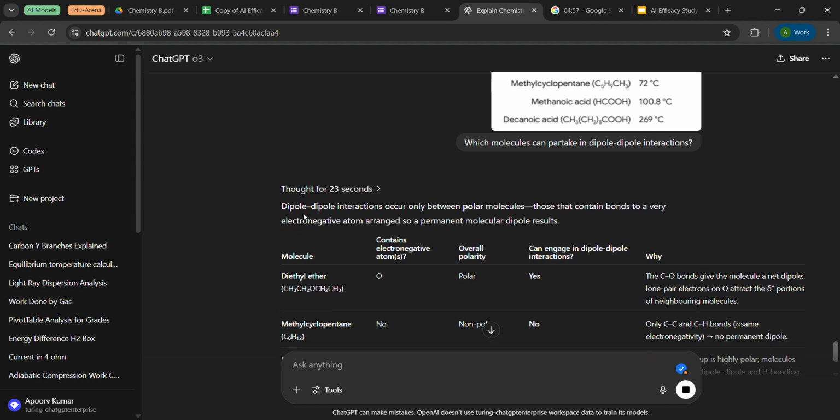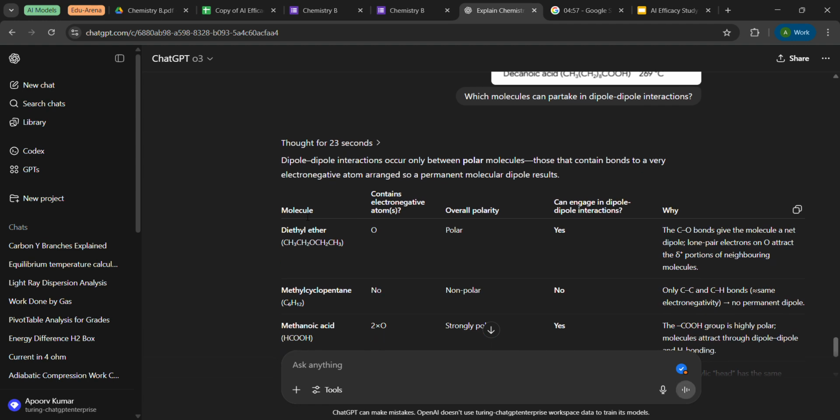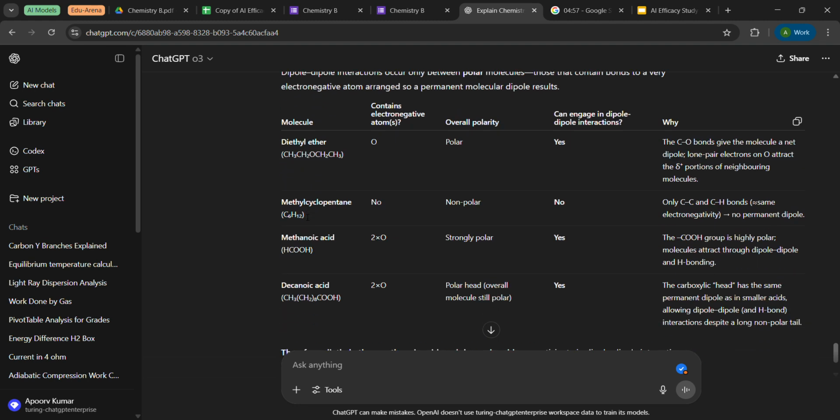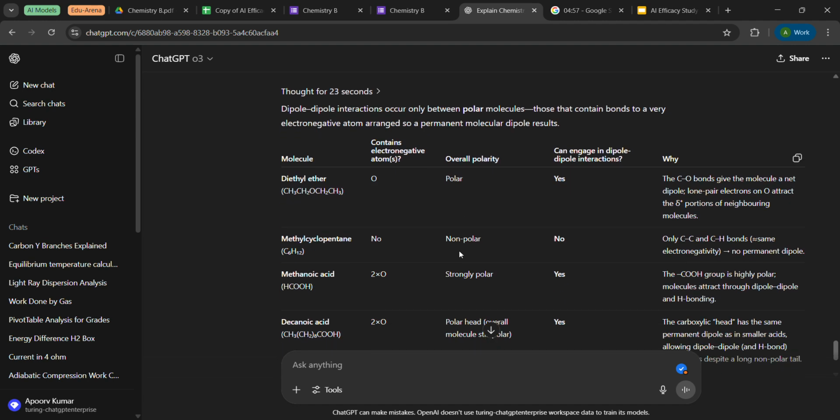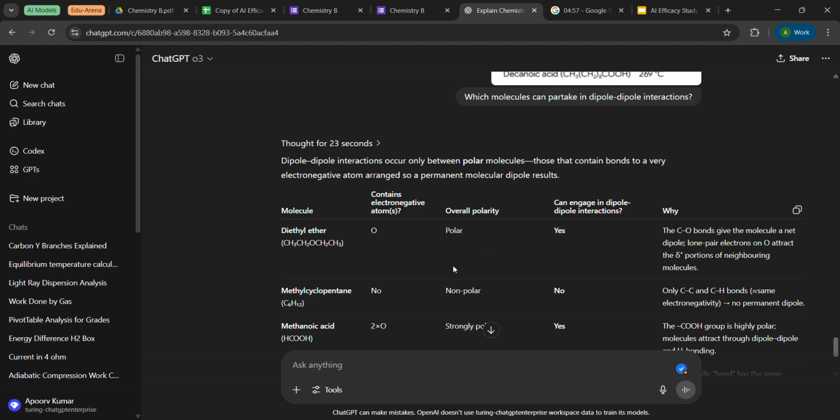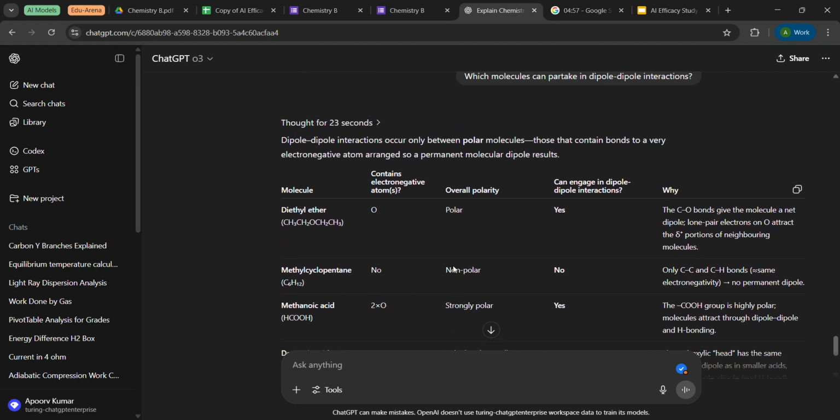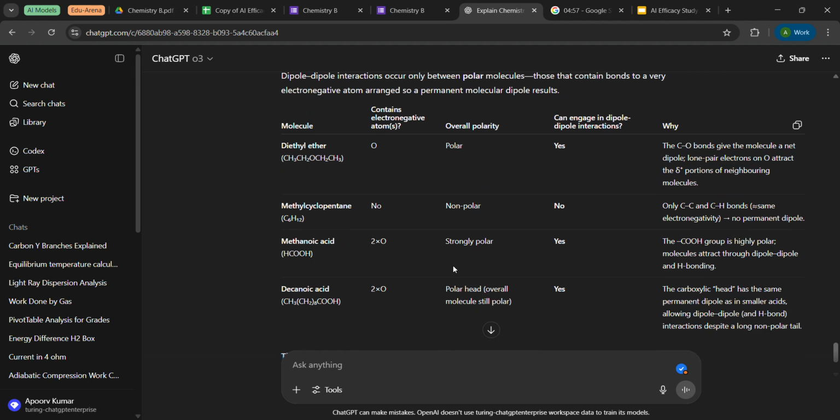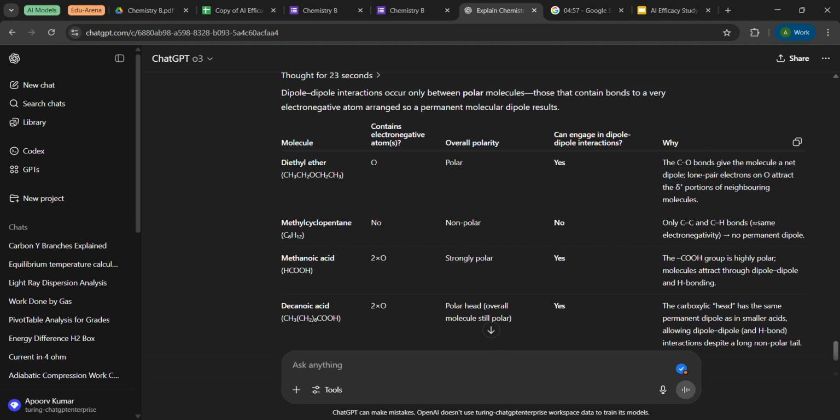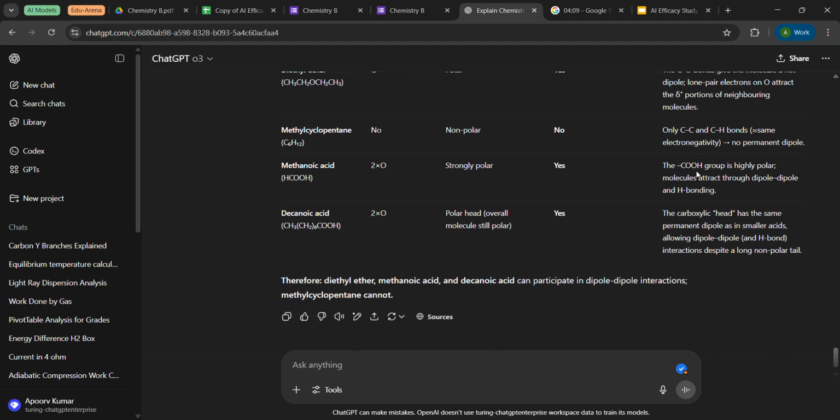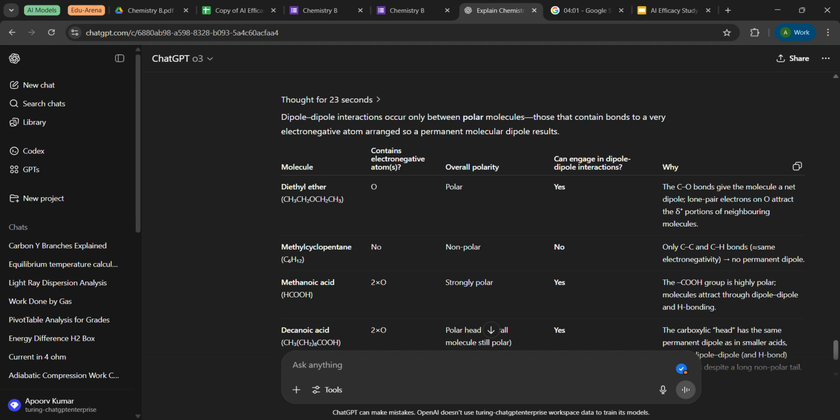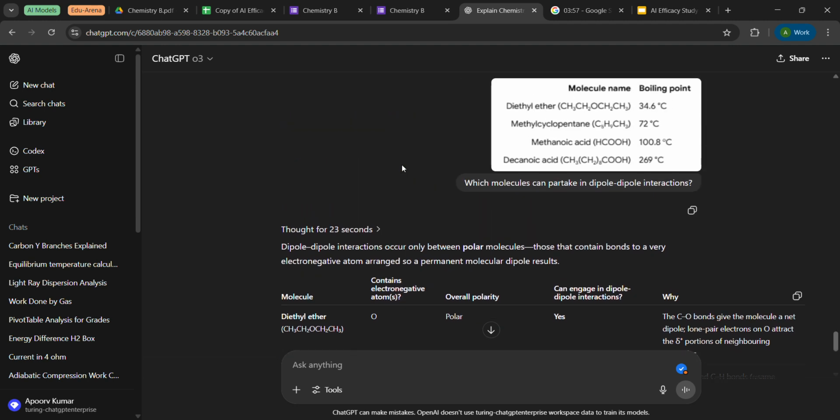Dipole-dipole interaction occurs between polar molecules, and these contain bonds to a very electronegative atom arranged so that a permanent molecular dipole results. So polar, non-polar, strongly polar, and polar. So that means polar molecules have high, no, it is non-polar, it is polar, no permanent dipole. Since diethyl ether is polar, why does it have that? Okay, so that means that if the molecule contains an electronegative atom, it can have dipole-dipole interaction.